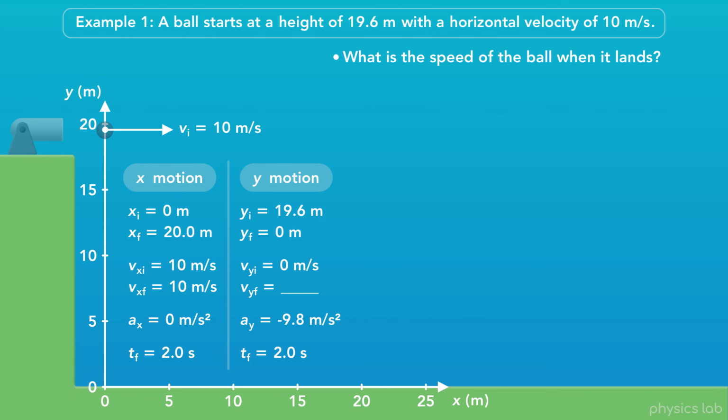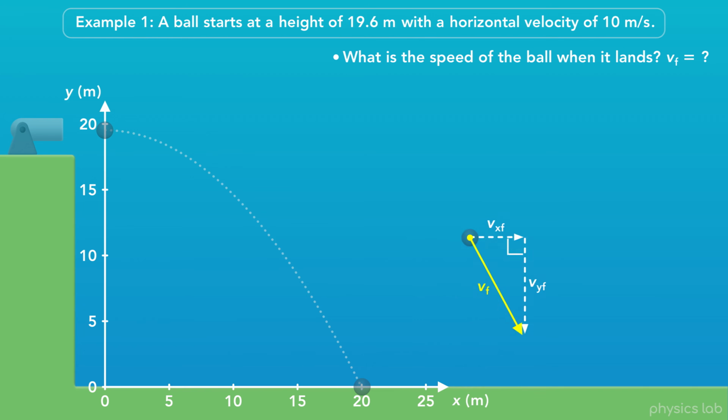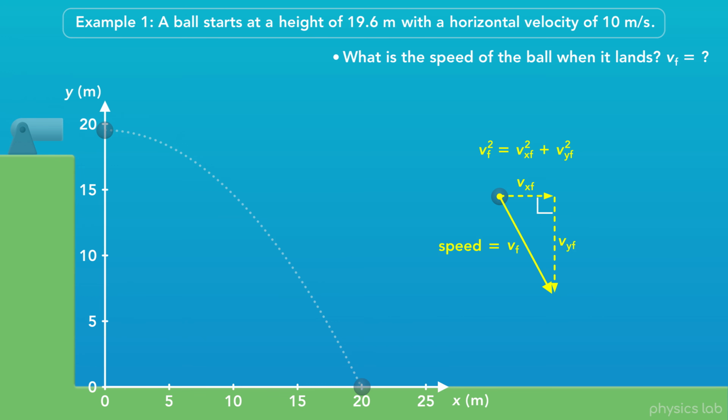Finally, what is the speed of the ball when it lands? Are we looking for the x velocity or the y velocity? When a question asks for the speed or velocity of an object in 2D motion, it's talking about the actual velocity vector, which is the combination or the vector sum of the x and y velocity components. So the final velocity vector is the combination of the final x velocity and the final y velocity. Speed is the magnitude of velocity, which is the length of the velocity vector. So if we know the components, we can find the magnitude using the Pythagorean theorem.